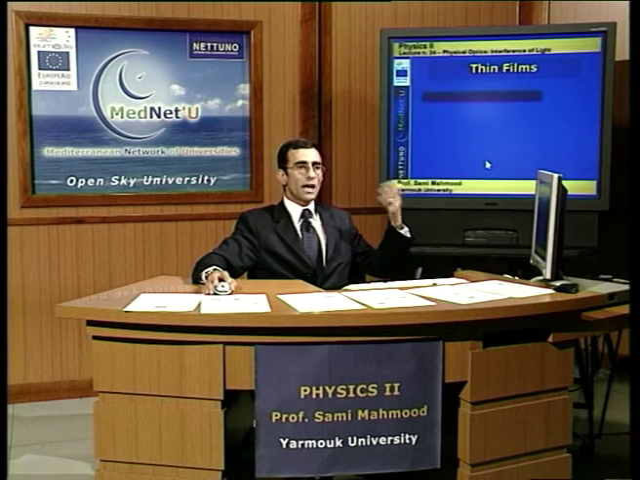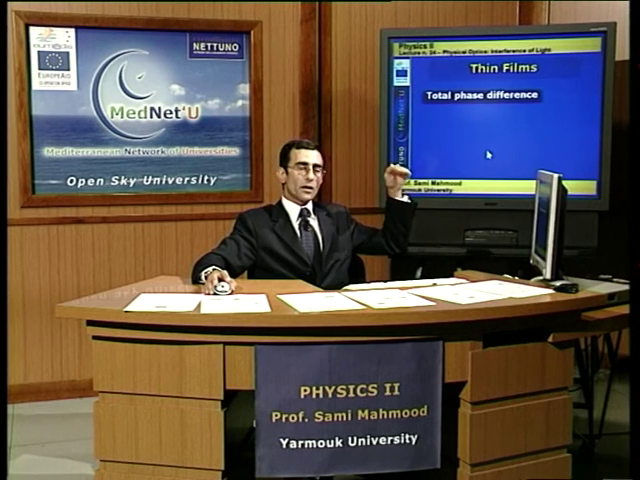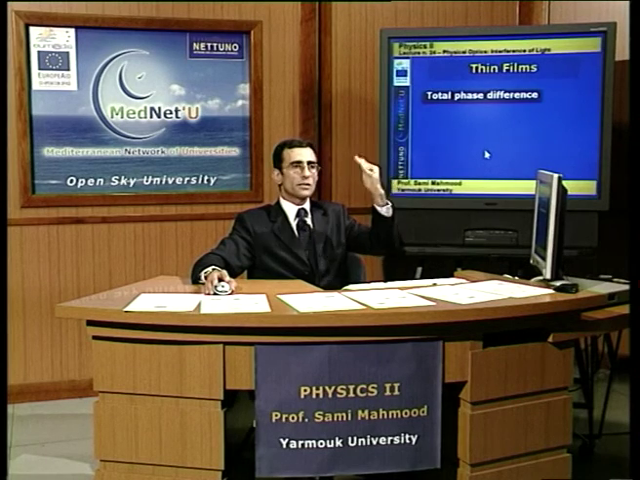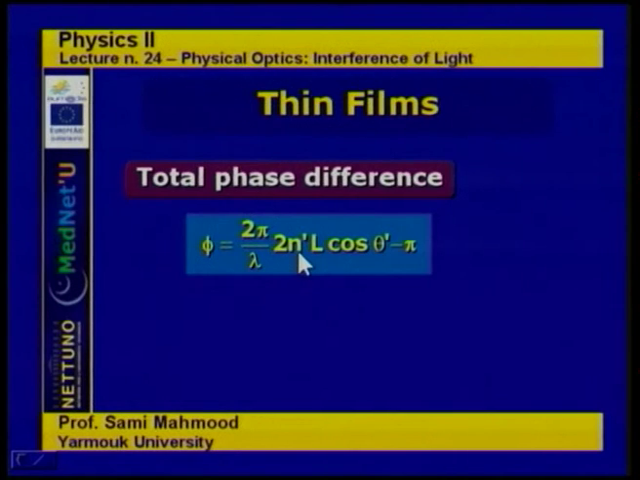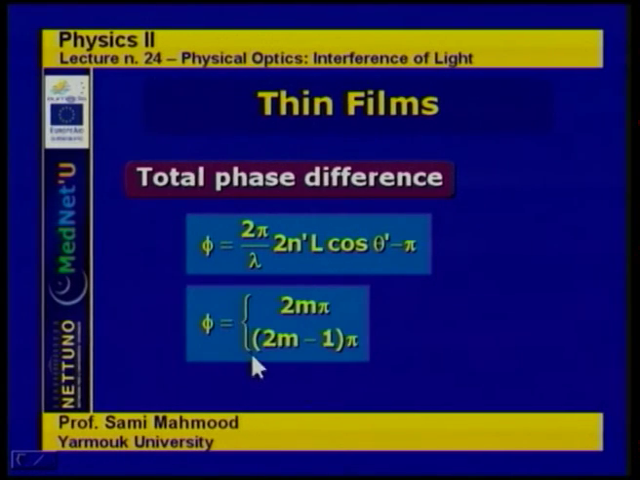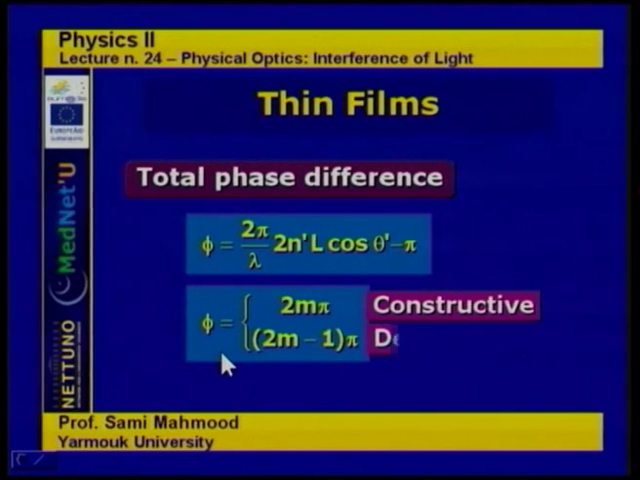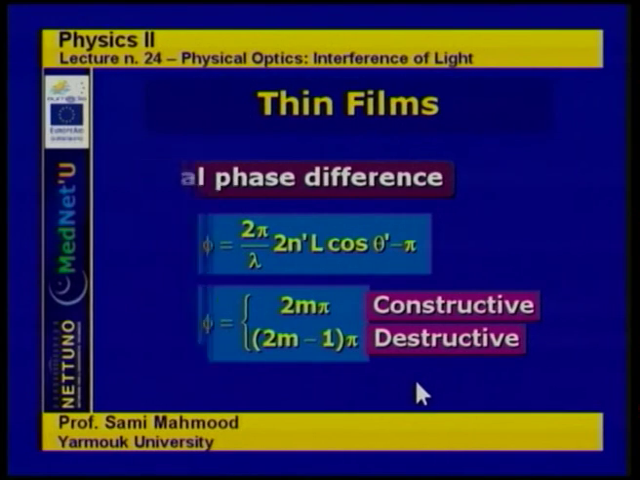So introducing this additional phase difference from the upper face, because it is reflected at a denser medium, the total phase difference is simply 2π/λ times 2n'L cosθ from the optical path difference, minus π, which arises from the reflection. And now the conditions are such that φ equal to 2mπ gives constructive interference, as we mentioned, and φ equal to (2m−1)π gives destructive interference.